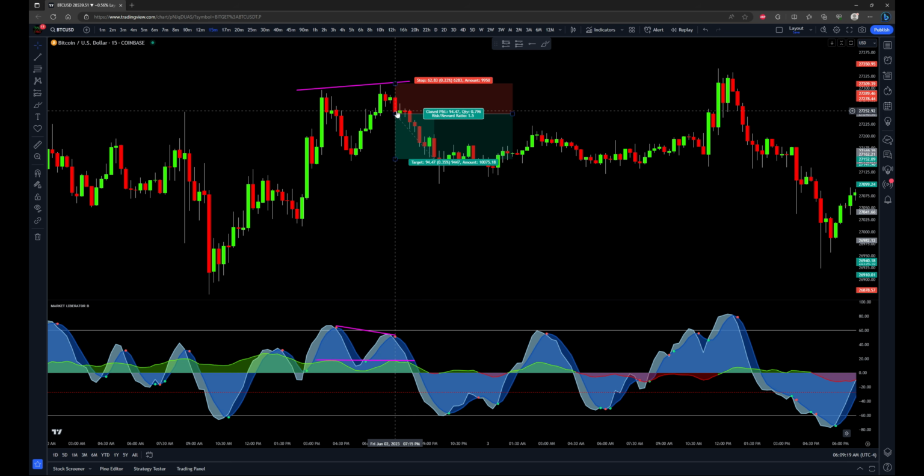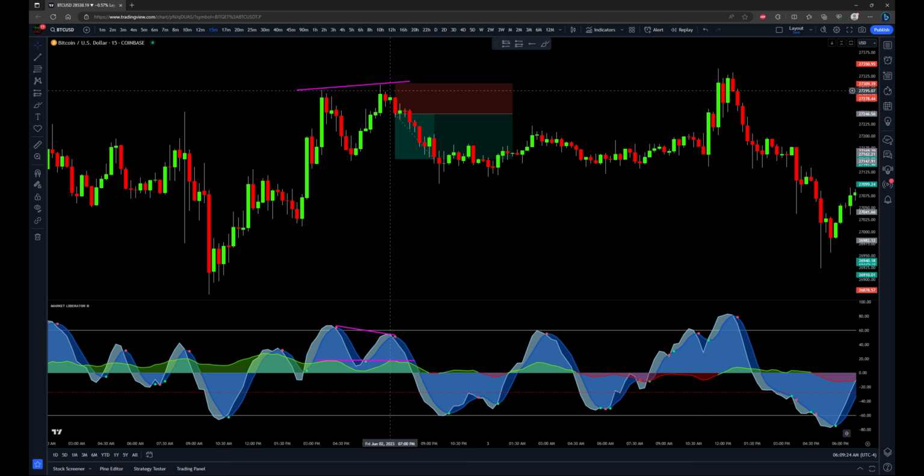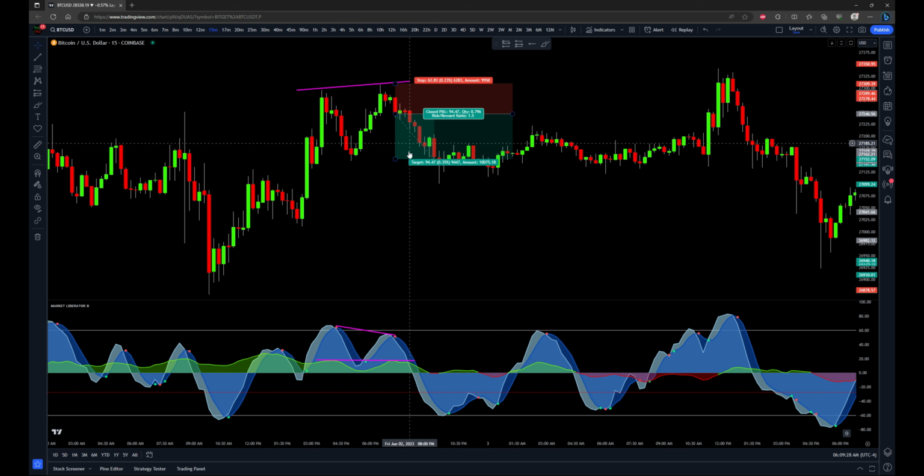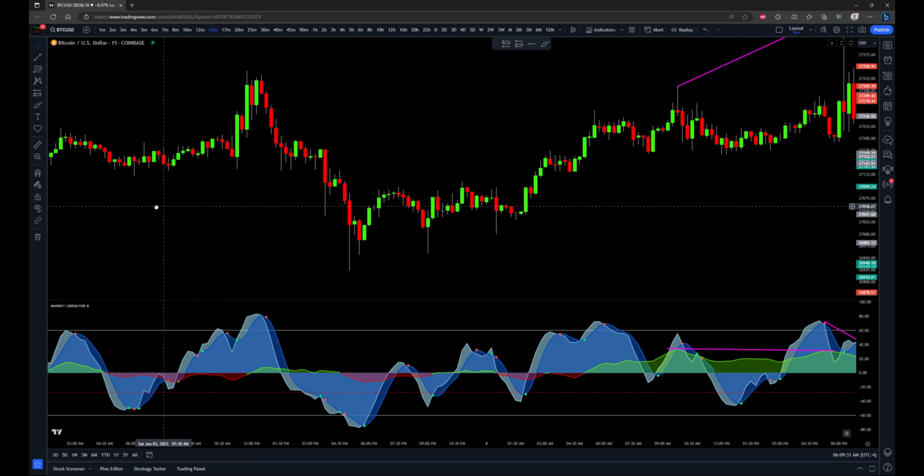Right here, here's our cross down on this candle. Risk reward ratio is 1 to 1.5. Stop loss is placed at the high before the cross down. And that is the setup. Okay, so let's go to our next one.